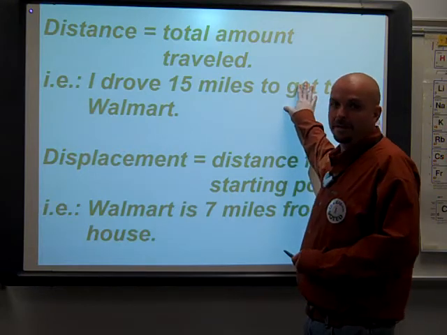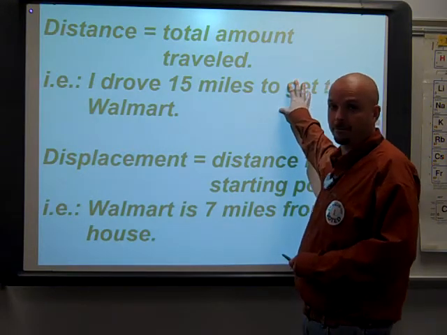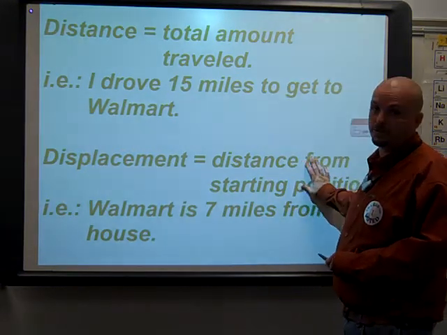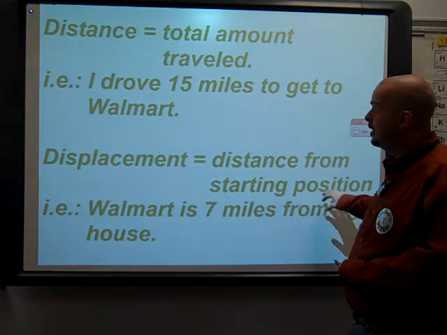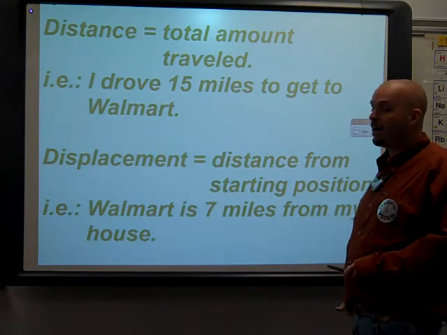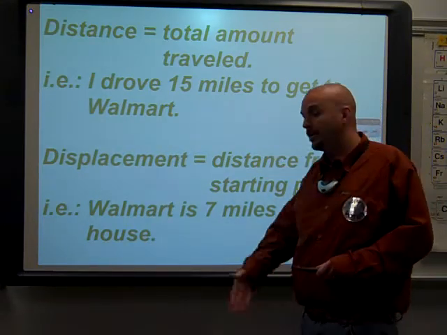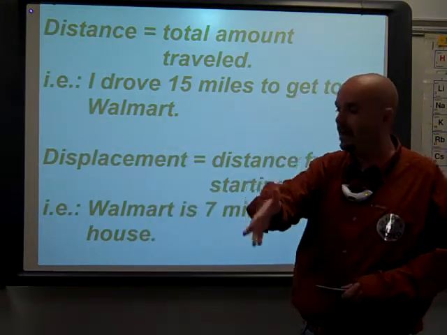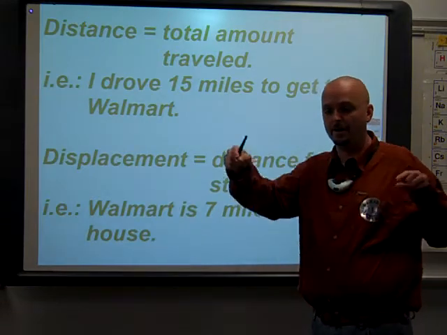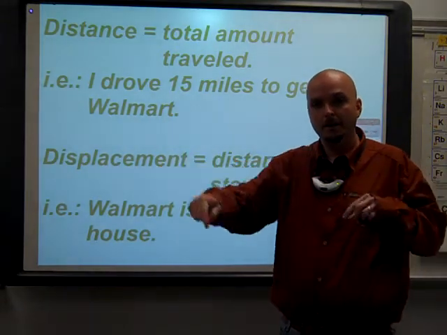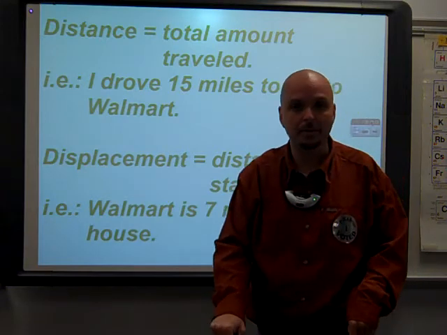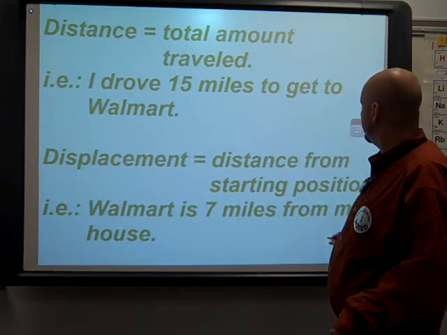Instead of the car being the frame of reference, instead of us being the frame of reference, our starting position is the frame of reference. So if I say Walmart is 7 miles from my house, that is the displacement. Here we're talking about going down one street, going down another, going down a third street. Here we're talking about the straight line between the two. If I got on a map and looked at the straight line between the two, I'm looking at my displacement.